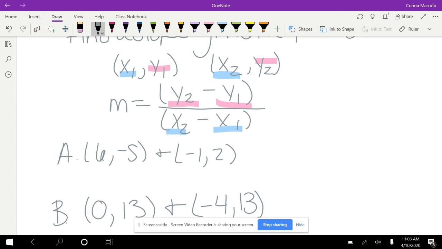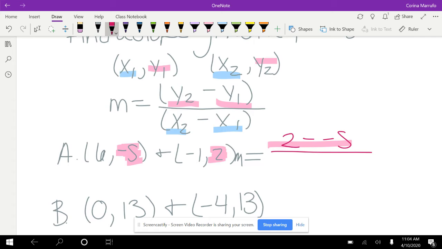So on here, it gives you 6, -5, and -1, 2. So to find the slope, m, that's usually what we use for the slope, m. So m equals, we're going to take the y value. So we start with the second point. This one's the second point. And then we're going to put 2 minus, and we're going to subtract this one. So it's going to be 2 minus -5 over.